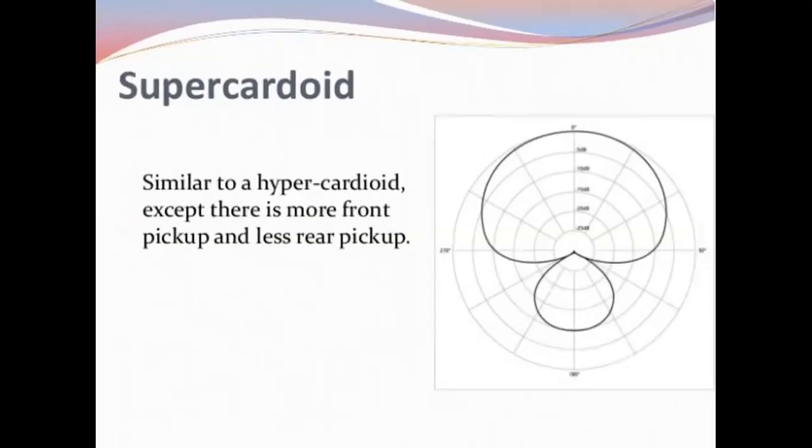Now we have a supercardioid microphone. A supercardioid microphone is basically a hypercardioid, except there is more front pickup and less rear pickup. A supercardioid microphone has a very cardioid and directional supercardioid polar pickup pattern. It is most sensitive to on-axis sound, with null points at 127 and 233 and a rear lobe of sensitivity. Supercardioid mics are popular in film due to their high directionality, as are hypercardioid microphones.